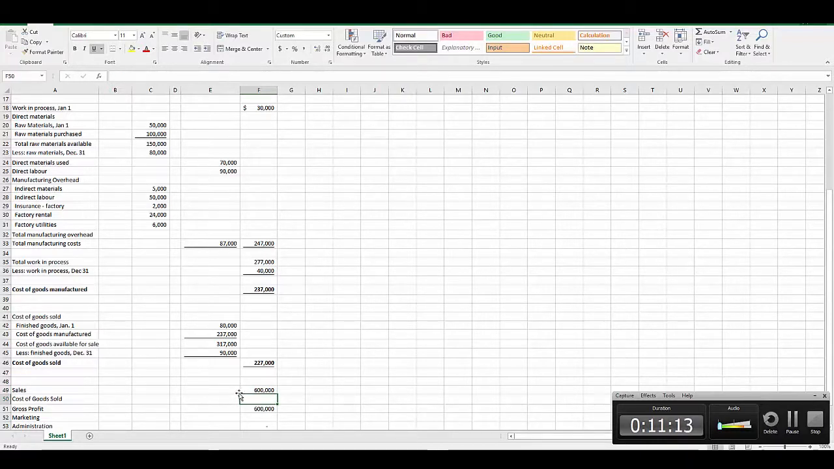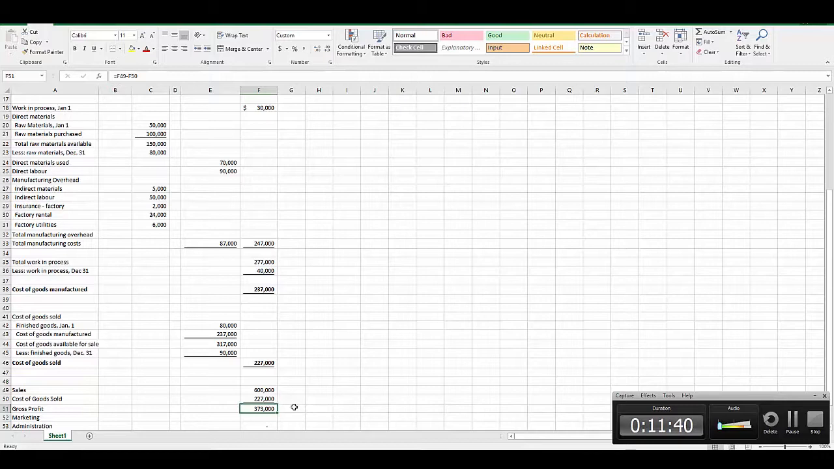And our cost of goods sold, which we've just calculated to be $227,000, we'll enter in that, because what we want to do is subtract from the cost. You have your sales, and you want to know how much those products cost that you sold. So they cost $227,000. This means you have a gross profit of $373,000.